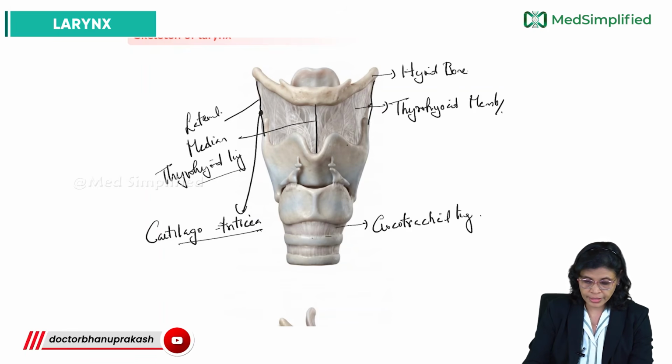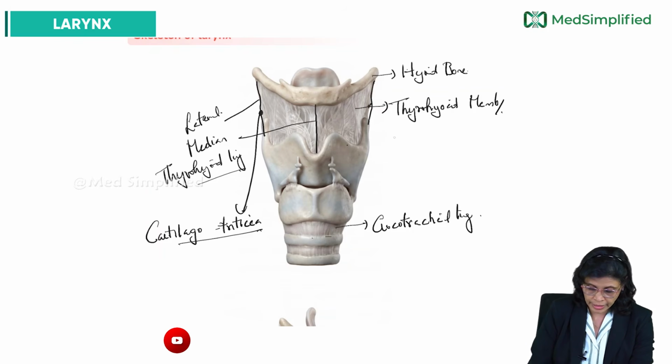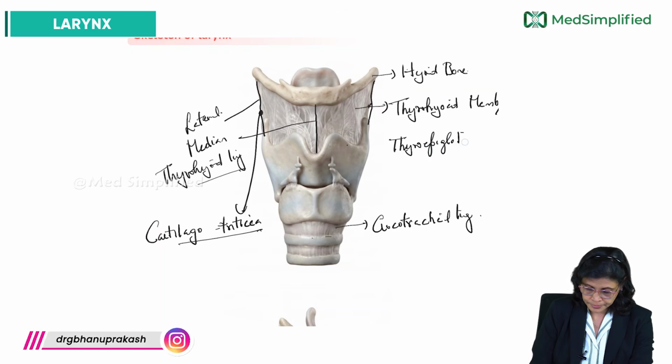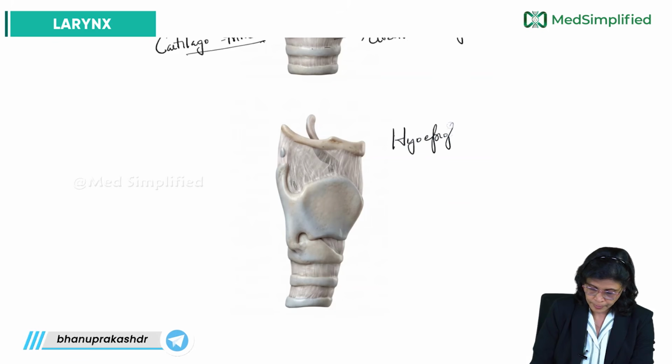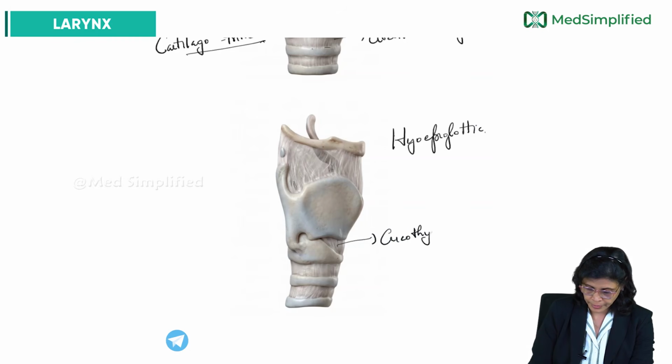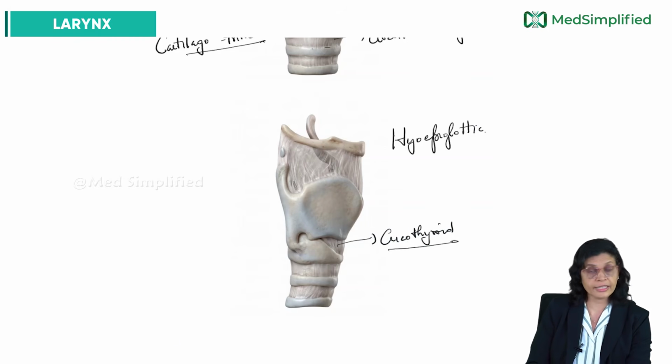Then we have the cricotracheal ligament, as I said. Posteriorly, from the thyroid to the epiglottis, we also see the thyroepiglottic membrane. Then from the hyoid to the epiglottis, we see the hyoepiglottic membrane. And from the cricoid to the thyroid, we also see the cricothyroid. So these are all the extrinsic membranes.